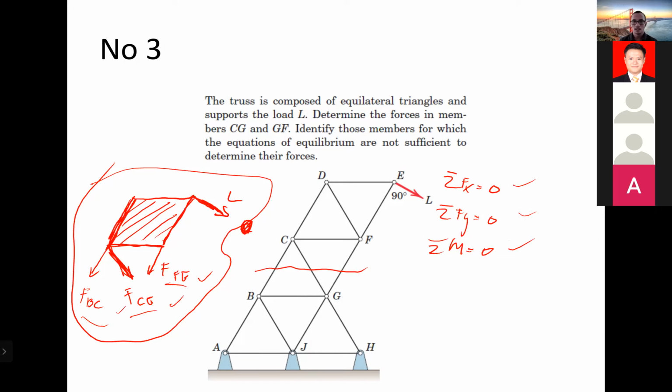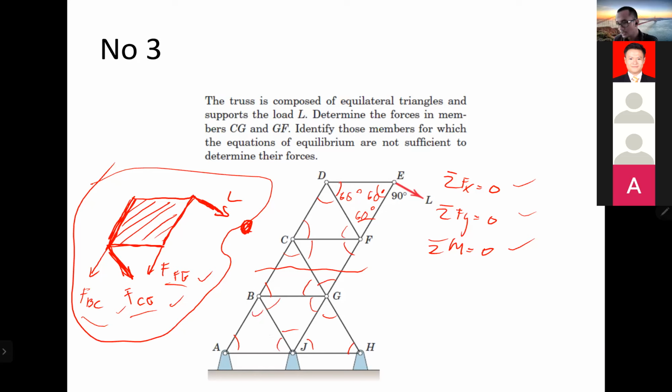And what you should remember here is all the members there have the same length. So actually, all the triangles here have all the angles there at 60 degrees. All of those there are 60 degrees. Okay, right, Aaron? Yes, sir.